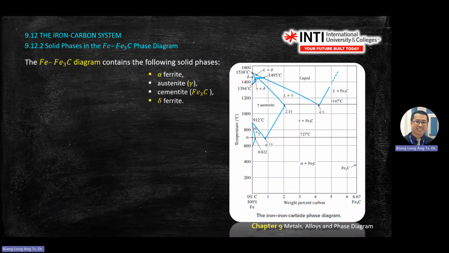Okay, so the rest you read, because the concept is the same. It's only a few new names. For example, gamma here, you read from the graph. Gamma is austenite. Cementite is this one, Fe3C is called cementite. Delta is called ferrite. All these names, when a question comes out, we will tell you what this is.